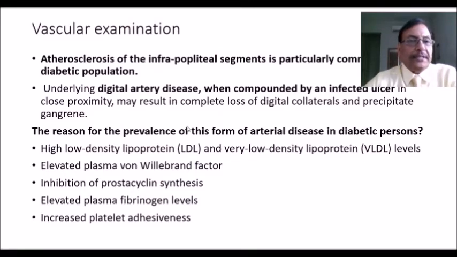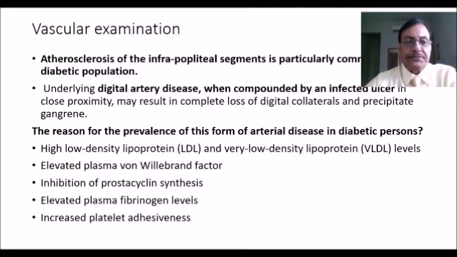Now vascular examination is to be done. Remember, atherosclerosis of the infrapopliteal segment is particularly common in the diabetic population. And underlying distal artery disease, when compounded by an infected ulcer in close proximity, may result in complete loss of distal collaterals and precipitate gangrene.